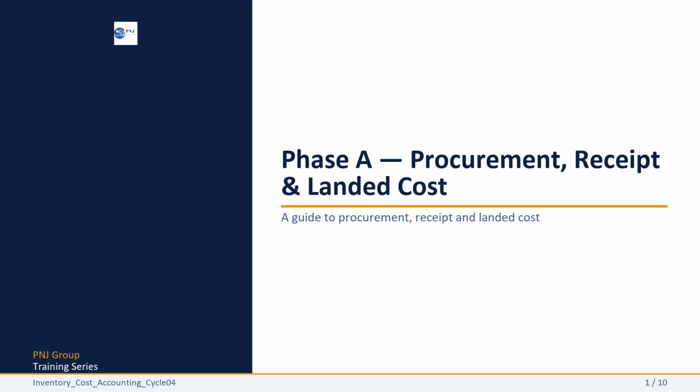Welcome to Section 2 of the Inventory and Cost Accounting Cycle. This is where inventory actually enters your business, and where its cost basis is set for the rest of its life. Over the next few minutes, you will see how a purchase need becomes an approved order, how goods are inspected and accepted, and how every legitimate cost of getting that inventory in the door rolls into a single landed cost. Get this phase right, and everything downstream is built on solid ground.